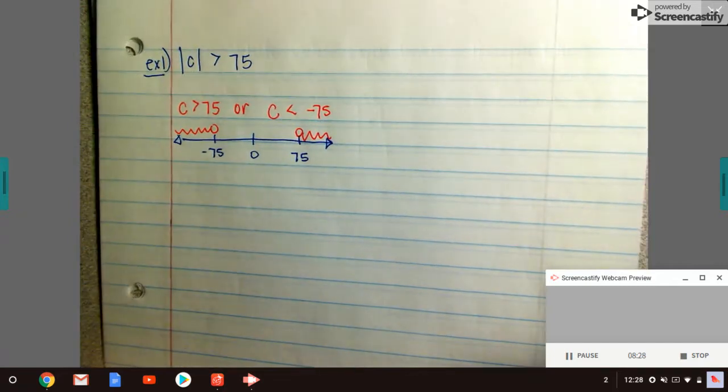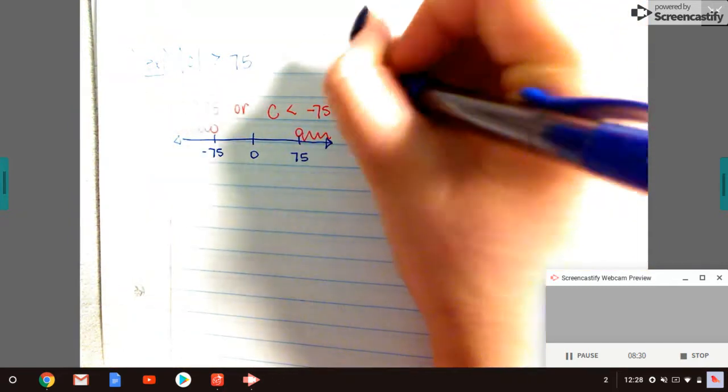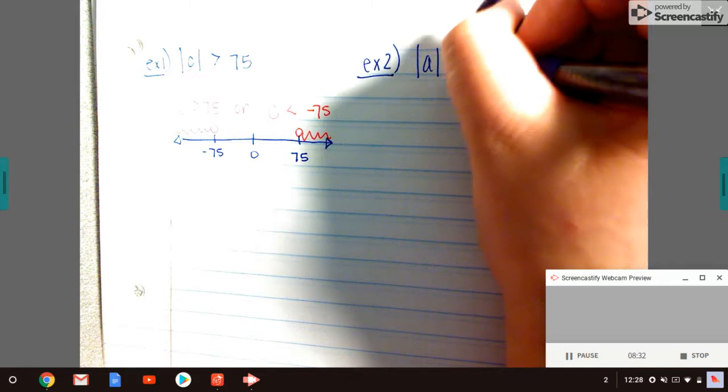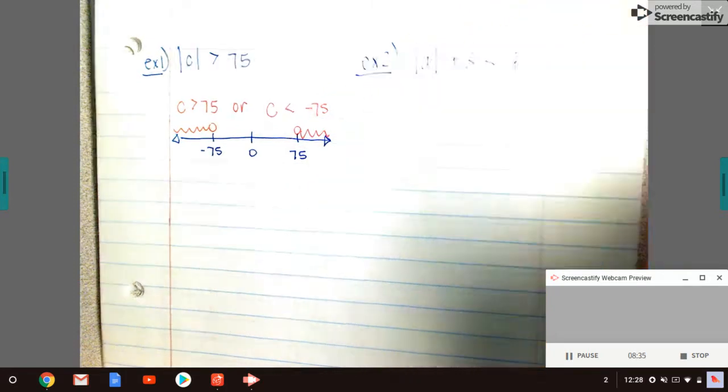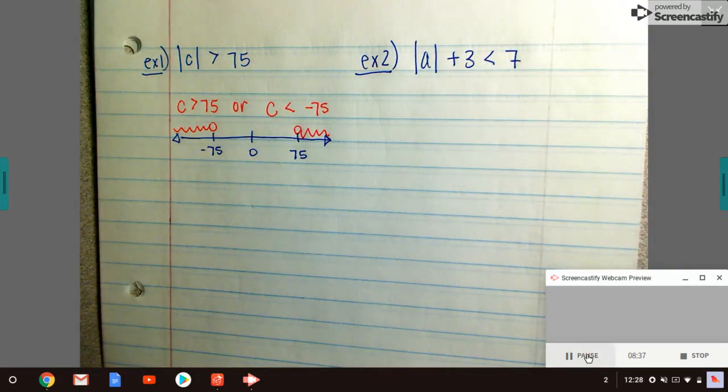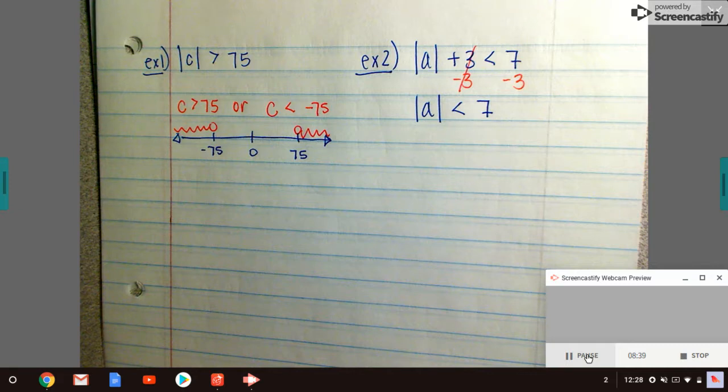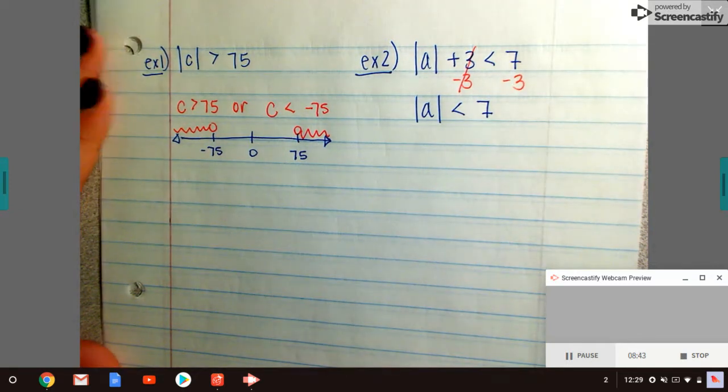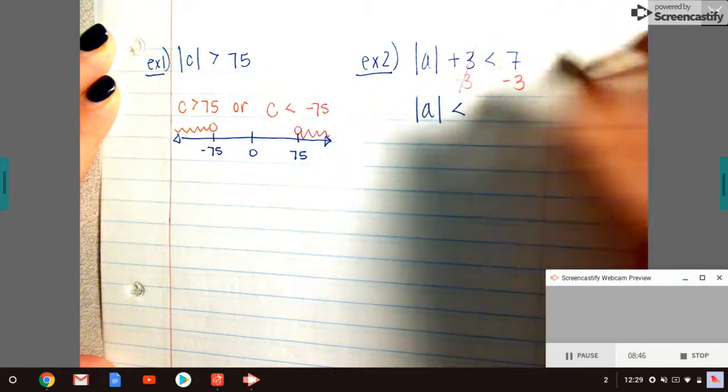Let's do another one. This one is the absolute value of a plus 3 is less than 7. So I've got the absolute value of a is less than 7 minus 3. Why don't I actually subtract 3? This should be a 4. My bad.